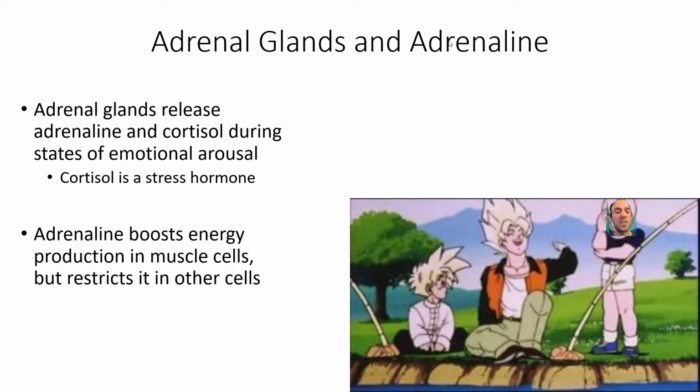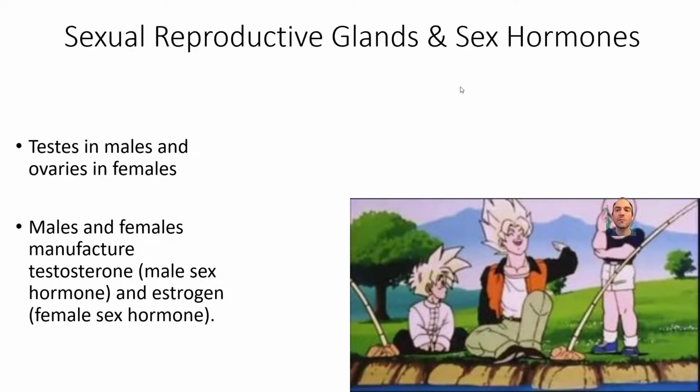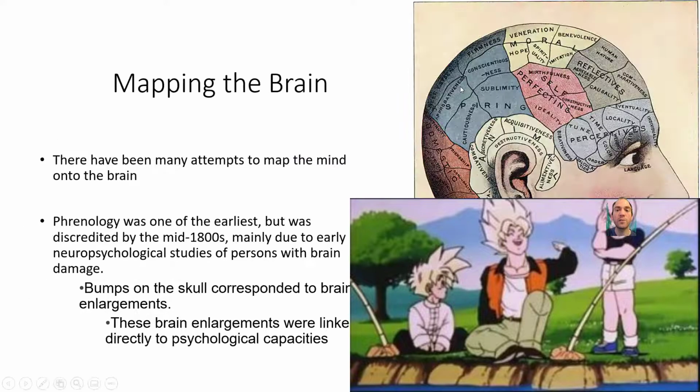Adrenaline boosts energy production in muscle cells, but restricts it in other cells. So with adrenaline in general, you have an adrenaline rush, and then you're full of energy, and muscle cells are the general thought for this. Moving on to sex hormones, testes in males and ovaries in females. Both males and females manufacture testosterone, the male sex hormone, and estrogen, the female sex hormone.